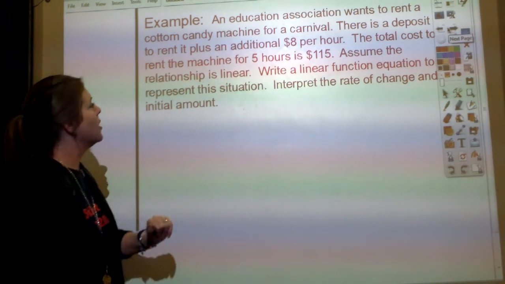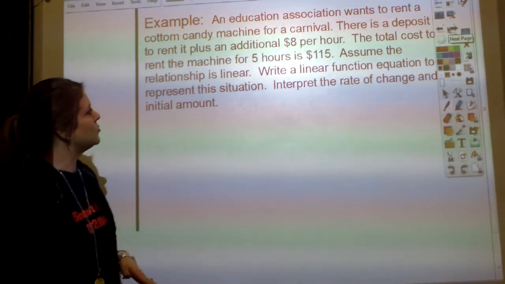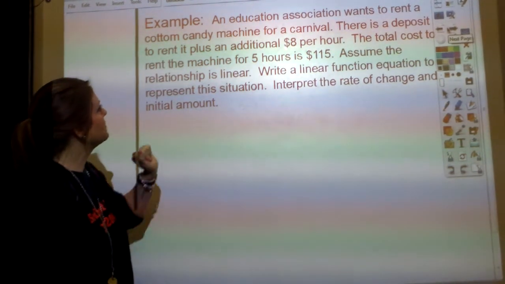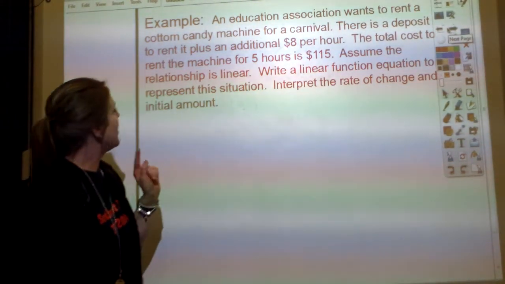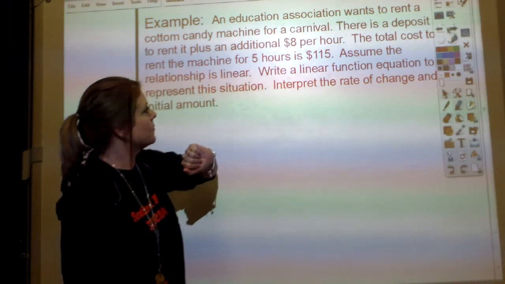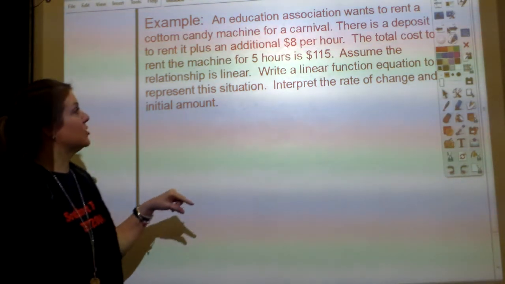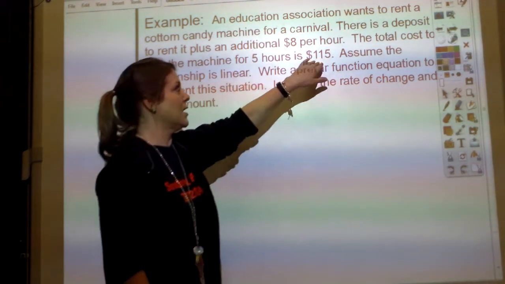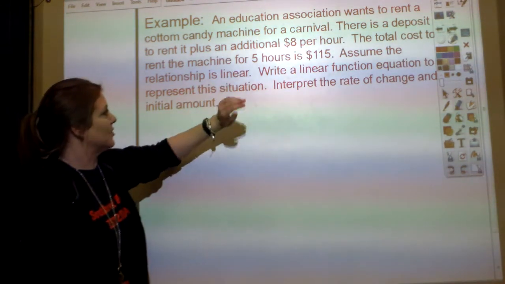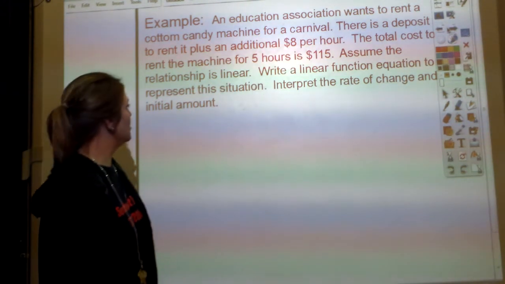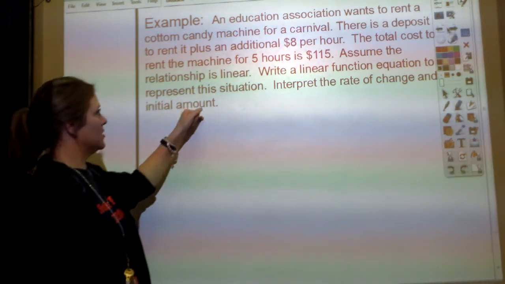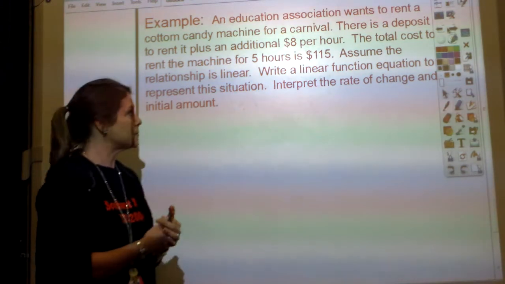All right, first example. An education association wants to rent a cotton candy machine, misspelled, so sorry, for a carnival. There is a deposit to rent it plus an additional $8 per hour. The total cost to rent the machine for 5 hours is $115. Assume the relationship is linear. Write a linear function equation to represent the situation. Interpret the rate of change and the initial amount. So a lot going on here.